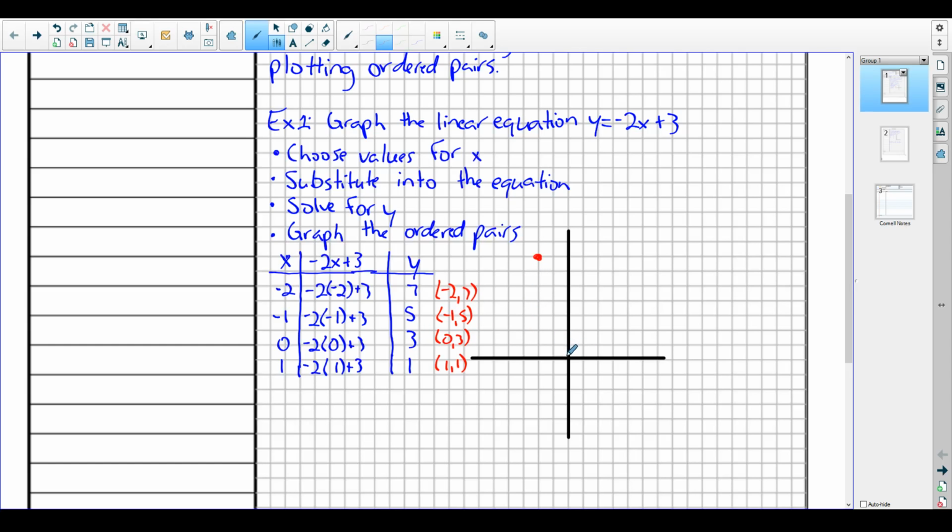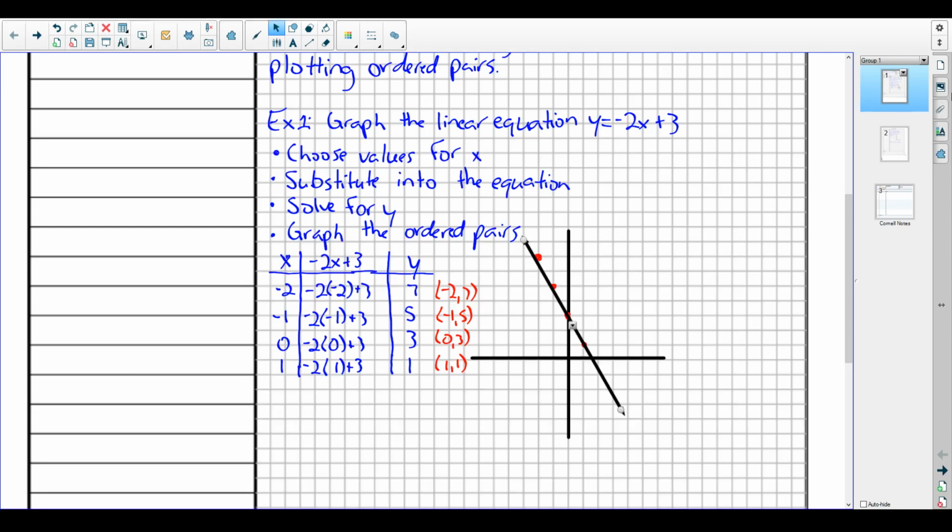Alright, -1, 5. So we go left 1 and up 5. Then we go over 0 and up 3. And then 1, 1. So we go 1 to the right, 1 up. And if you look, this will definitely make a straight line. It's got ends on it. There it is.